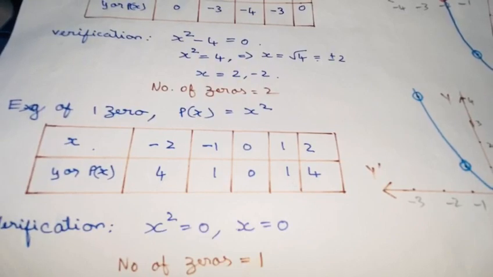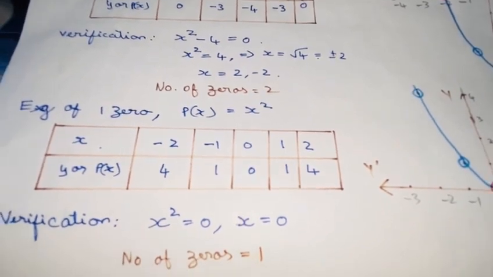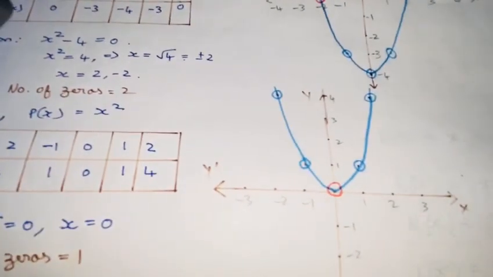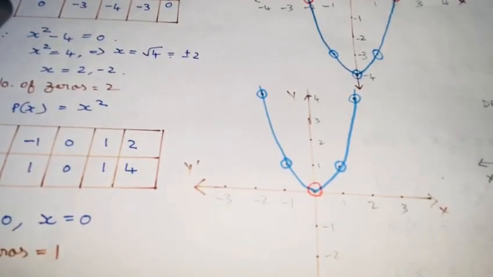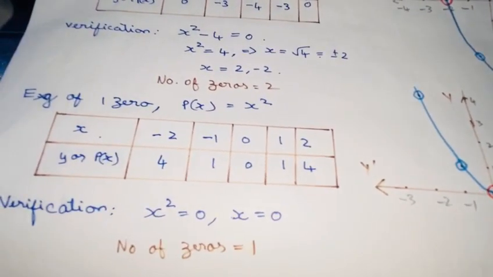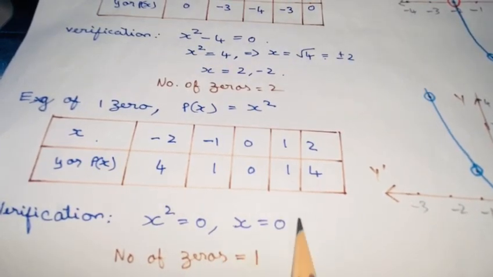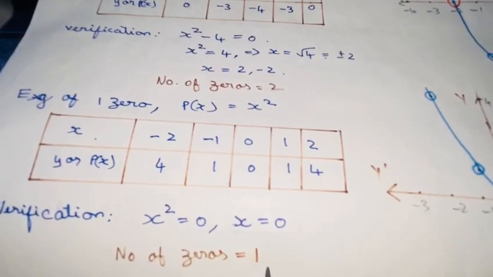Next, we will look into an example for single zero of a quadratic polynomial. We will consider x square as a given polynomial and the same procedure we will follow. Look into the graph. After plotting the graph, we get the graph to be intersecting at the origin. So, the value of x is also 0 and y is also 0, but we will consider only x axis as the solution. So, we are going to verify it again, equate the given expression to 0, x square is equal to 0, so x is 0 and the number of zeros is 1 here.